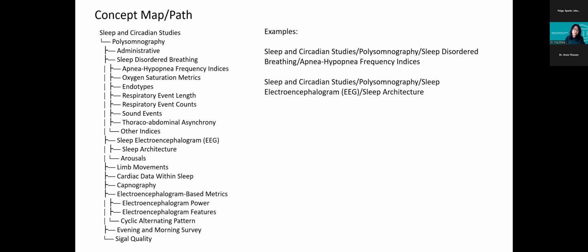You can see here on the left that we have defined parent folders, child folders, and then subfolders so that related variables are clustered together. And on the right-hand side, there are two examples of what the actual folder path will look like for each variable. So all the AHIs will get assigned the first one: sleep circadian studies, polysomnography, sleep disordered breathing, and then apnea hypopnea frequency indices. While sleep duration or latency will get assigned the sleep architecture folder path.